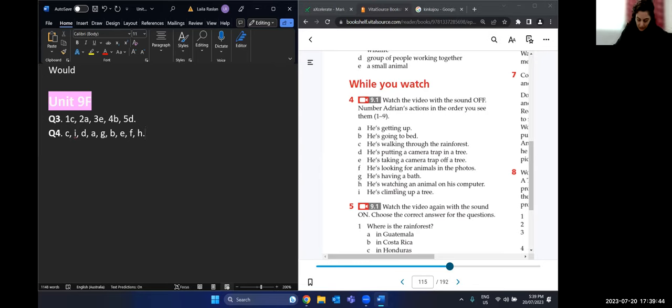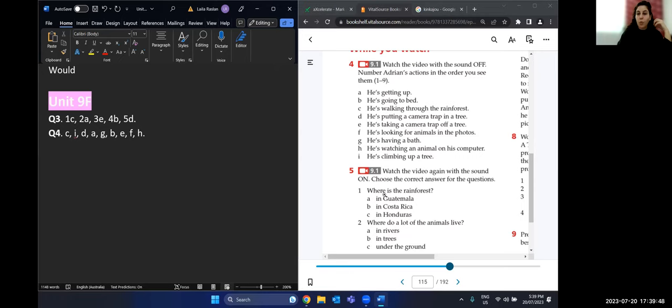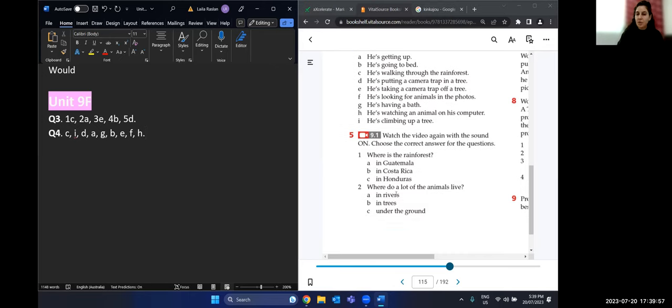But at the same time, let's do number five. So we've got to answer some questions. Where is the rainforest? Is it in Guatemala, Costa Rica, or Honduras? So you've got to pick one. Where do a lot of the animals live? In the river, in trees, or under the ground?